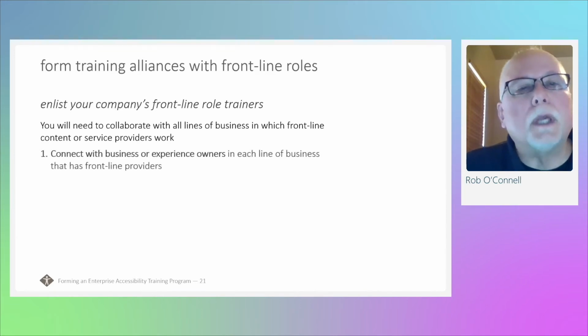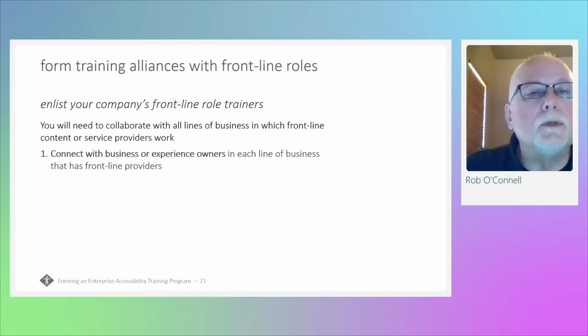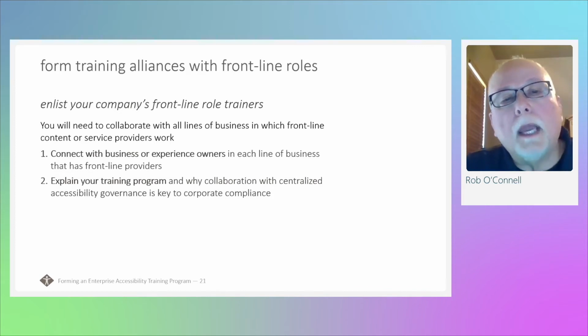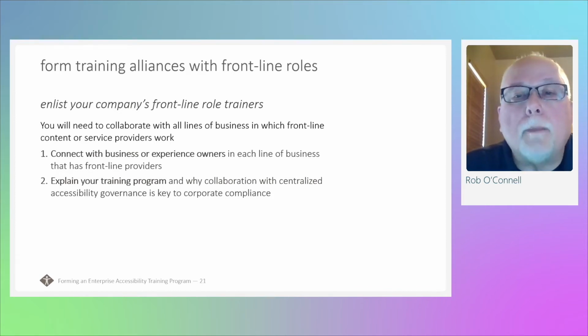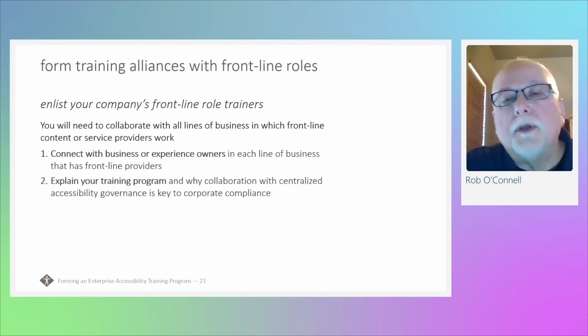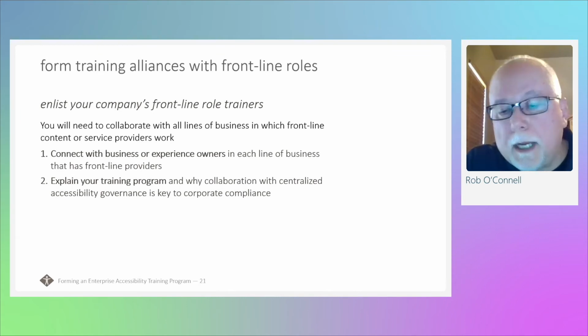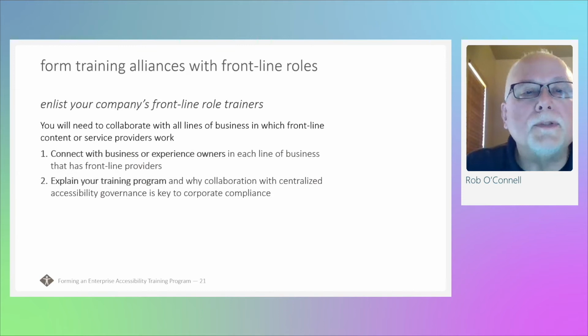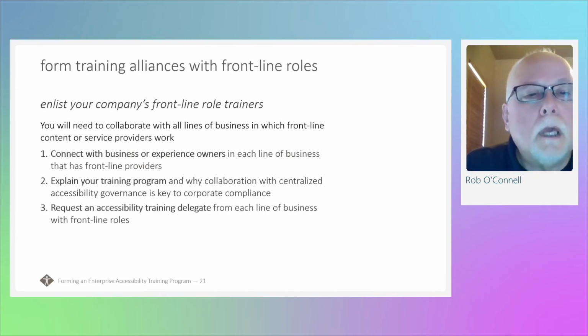But the key was to connect with those business and experience owners in each line of business, and to ensure that whenever they do their training, they incorporate accessibility into those modules of training. So we had to explain our training program and why collaboration with a centralized accessibility governance was key to fulfilling our corporate compliance with regard to our policies, our standards, and our requirements, and to homogenizing that experience. And we did do that.